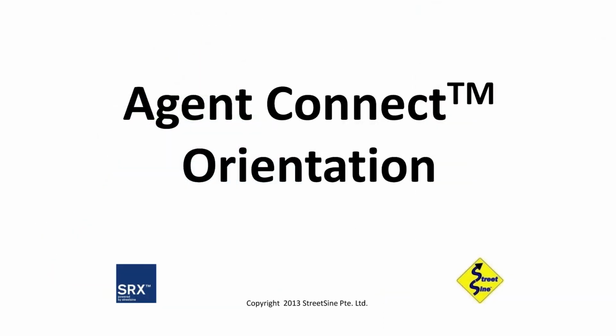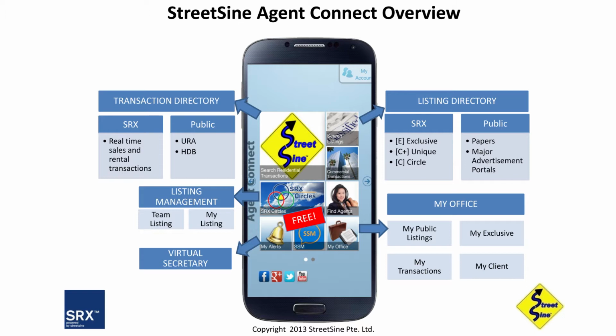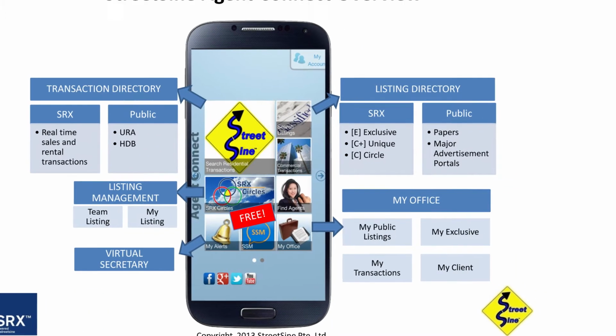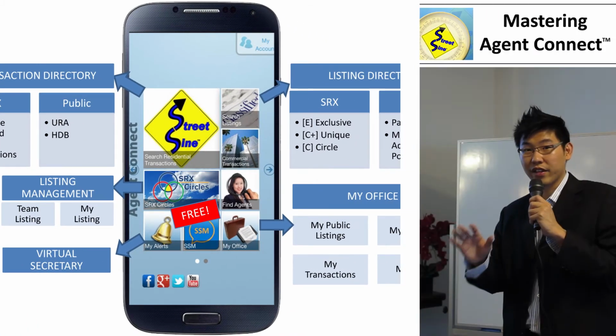So let's come back to the AgentConnect orientation. What you see on your screen now is the Street Sign AgentConnect overview. This is the new look and feel that you should have. If you have something that doesn't look like this, it means you're on the old version.